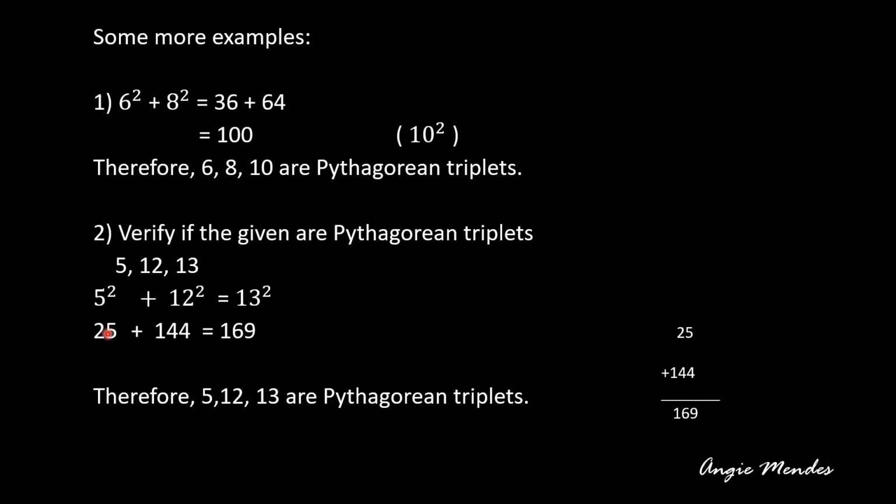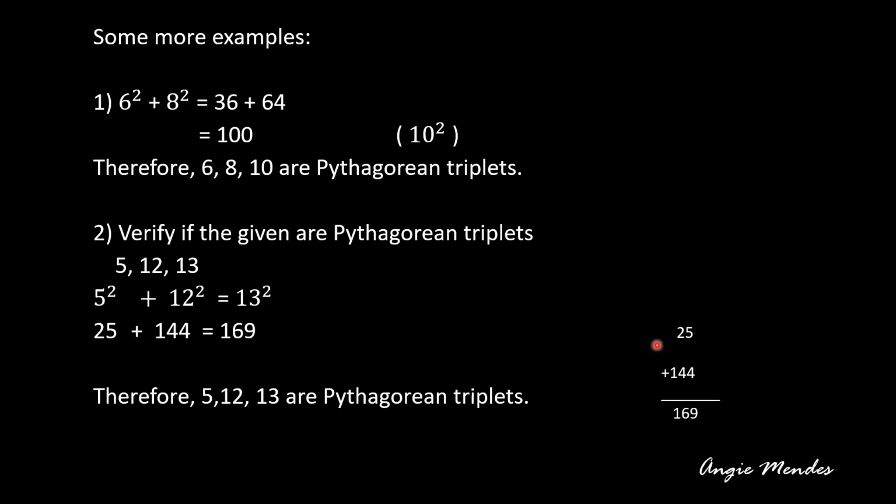So 5 square is 25, 12 square is 144 and 13 square is 169. So what you have done here is you have squared the number and you have found the value. Now you need to verify it. So to verify, what do you do? You will add 25 and 144 and see if you are actually getting 169.